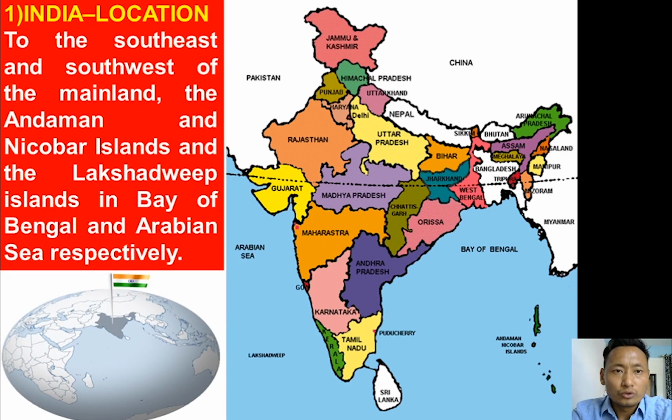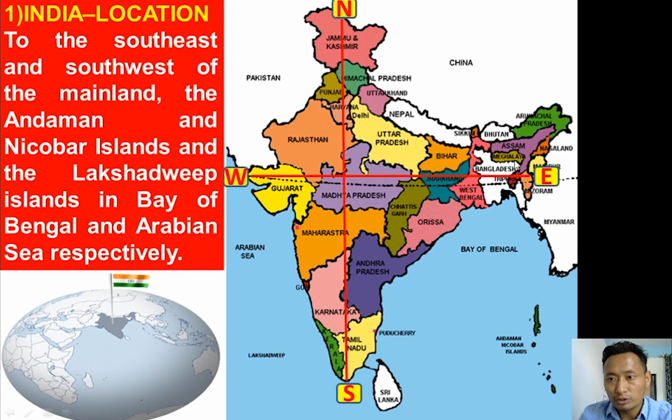India's location to the southeast and southwest of the mainland. So this is the mainland of India. We know that. We already learned that. These two lines show the direction north, east, south, west. To the southeast and southwest of this mainland, we have two island groups.